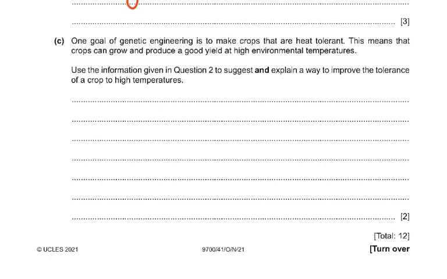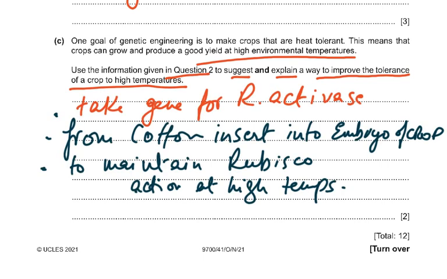Okay, then we come on to the C part of the question. One goal of genetic engineering is to make crops that are heat tolerant. This means that crops can grow and produce a good yield at high environmental temperatures. Use the information given in question 2 to suggest and explain a way to improve the tolerance of a crop to high temperatures. So, a very simple answer to that was we take the gene for the Rubisco activase, because it said one goal of genetic engineering. So use the information in question 2 to suggest and explain. So they asked you to talk about the gene which we talked about earlier on, the Rubisco activase.